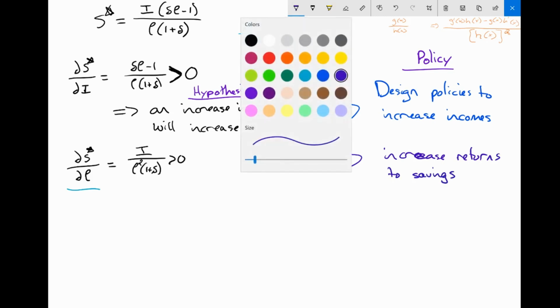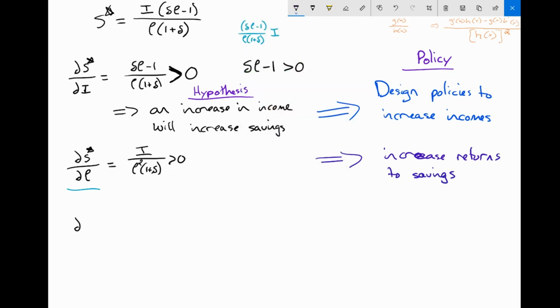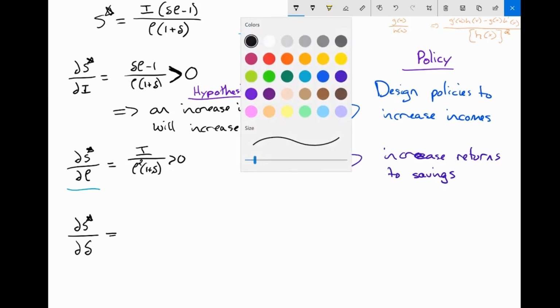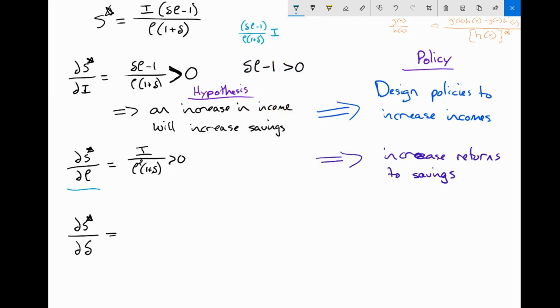All right. Last one. How does a change in the discount factor affect savings? Well, again, we need to use the quotient rule. So let's do that. I rho, all right, so the derivative of the top times the bottom minus the top times the derivative of the bottom over the bottom squared.